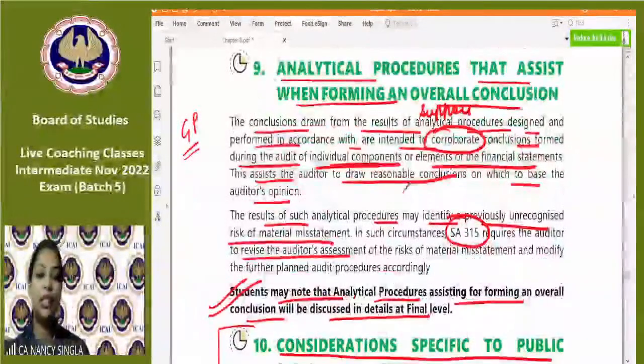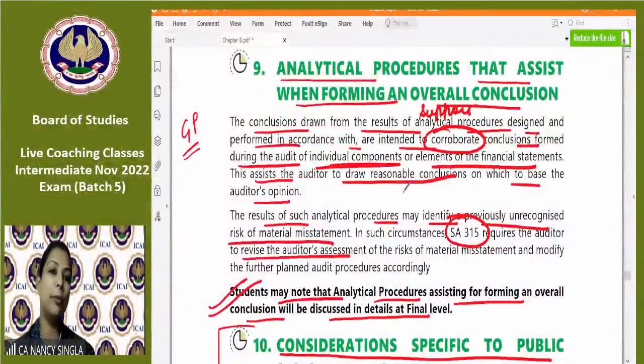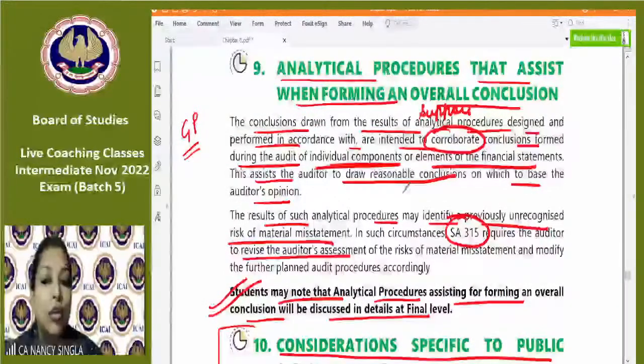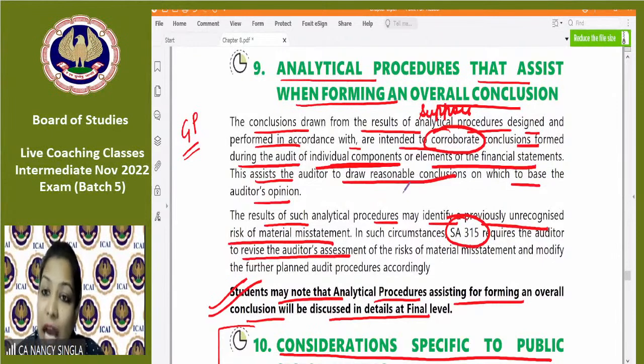Overall conclusion. The conclusions from analytical procedures are intended to corroborate conclusions formed during the audit of individual components or elements of the financial statements. See, now what is it? The audit is done. Now the auditor is performing the analytical procedure again when he is drawing the overall conclusion. Now if the GP ratio comes out correct, the auditor will be satisfied. He will have confidence on all the items of P&L, that the checking I did was correct, because the GP is coming as I expected.